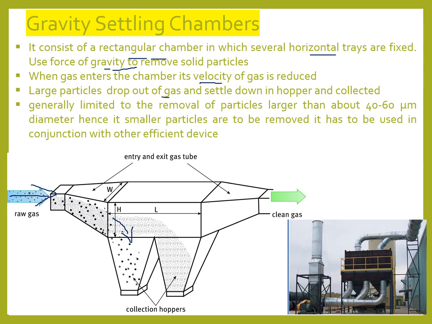Generally it is limited to the removal of particles larger than about 40 to 60 micrometer diameter. So if you want to remove smaller particles in the lesser size range, then they are to be removed with the help of other efficient devices. So only the gravity settling chamber cannot be utilized. So here at the outlet, once this particulate matter has dropped, you can get the clean gas which is free from particulate matter. Here this is the real figure of one such gravity settling chamber in industry.